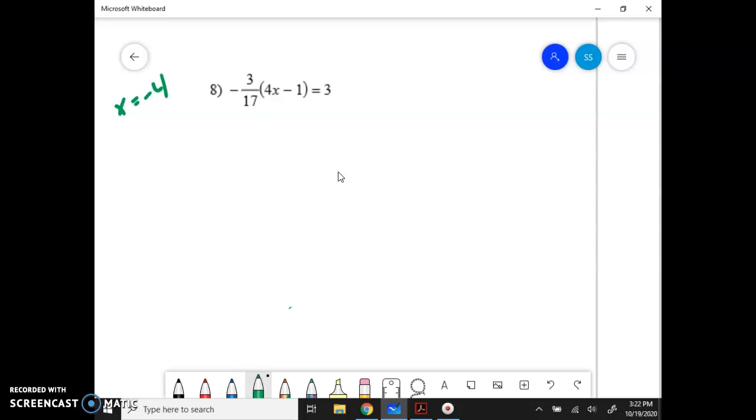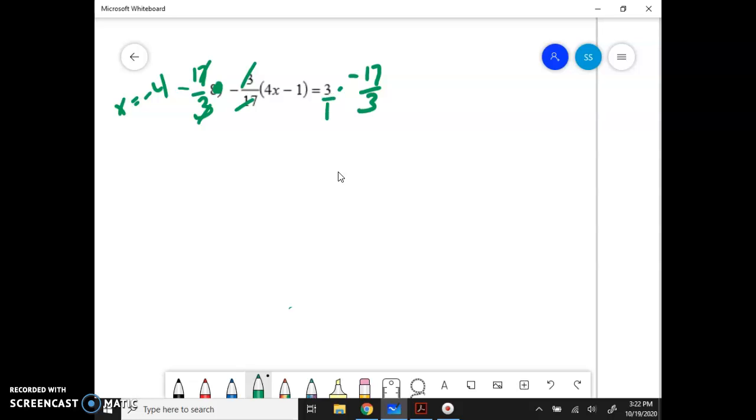So if you remember from our notes, we can make this a little bit of an easier problem by multiplying this fraction by the reciprocal, right? I want to get this equal to 1, so if I multiply this by -17 over 3, well, these are all going to cancel out. It's going to be equal to a +1, and it's essentially eliminated. So if I do it to one side, I have to do it to the other side.